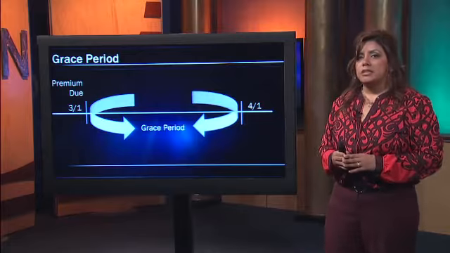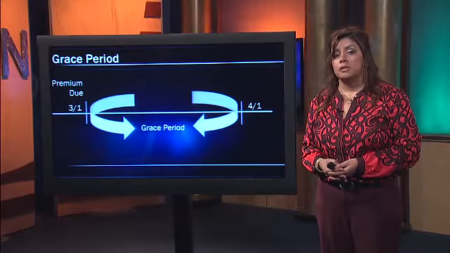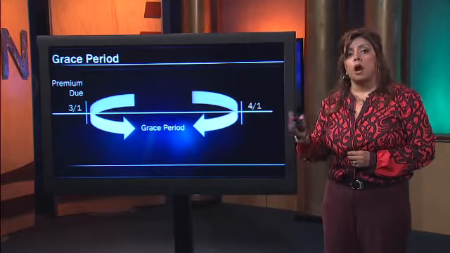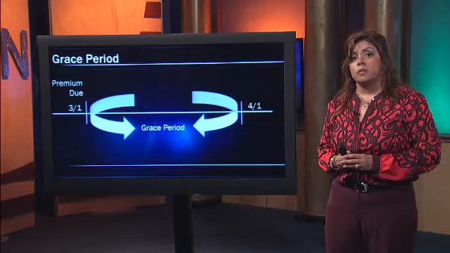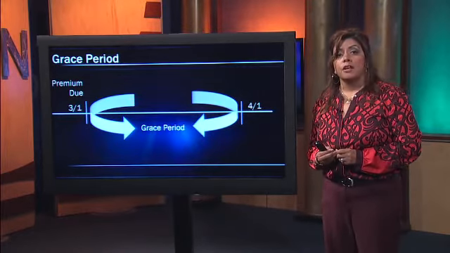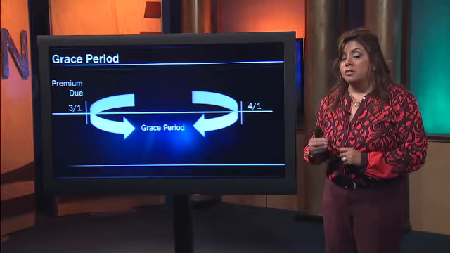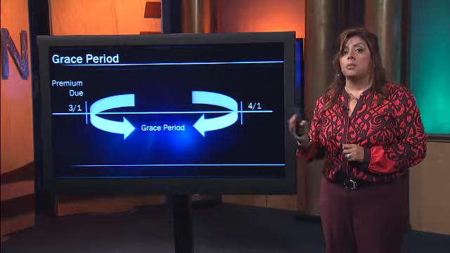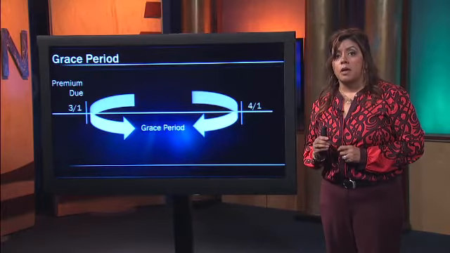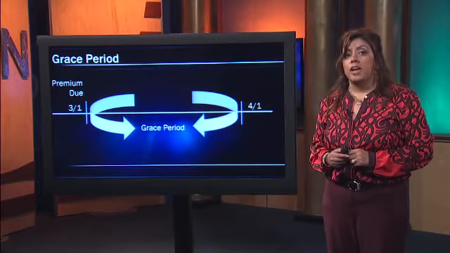So let's take a look at this example. Let's say a premium was due on March 1st and the payment was missed. The grace period would automatically begin. The grace period would last anywhere from 30 to 31 days as specified in the contract. In this example, it means that the grace period would last from March 1st until March 31st. Once April 1st hits, the policy would begin a whole new phase.